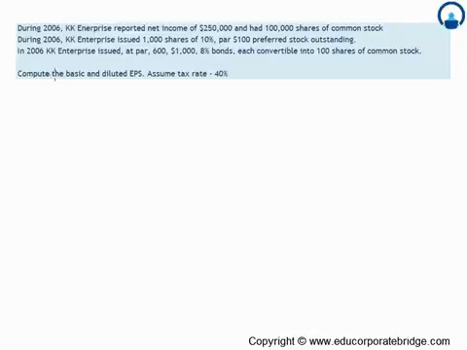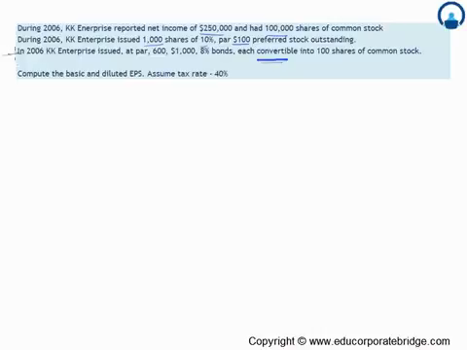Let us now look at an example where we have convertible bonds. Go back to our same example which we have constructed earlier, KK Enterprise, that reported a net income of $250,000 and there are 100,000 shares. KK Enterprise has issued 1,000 preferred shares outstanding at a par value of 100 with a dividend payment of 10%.